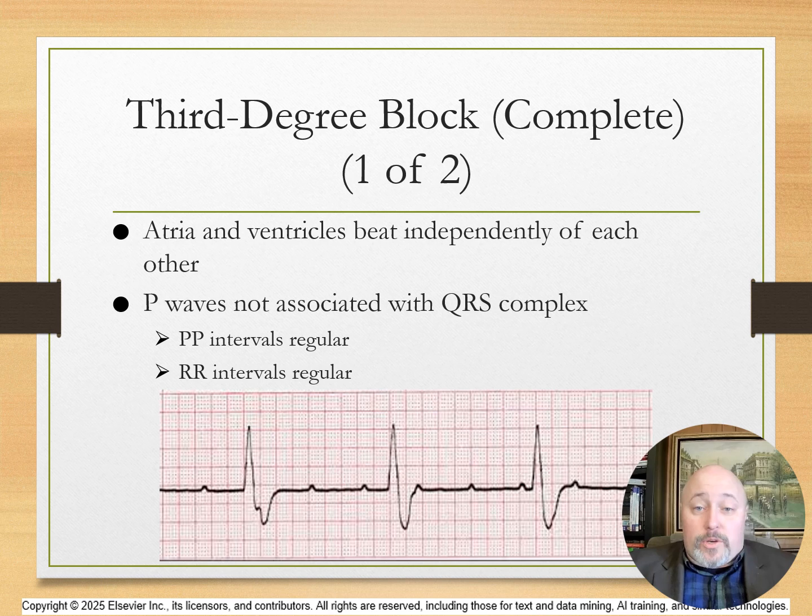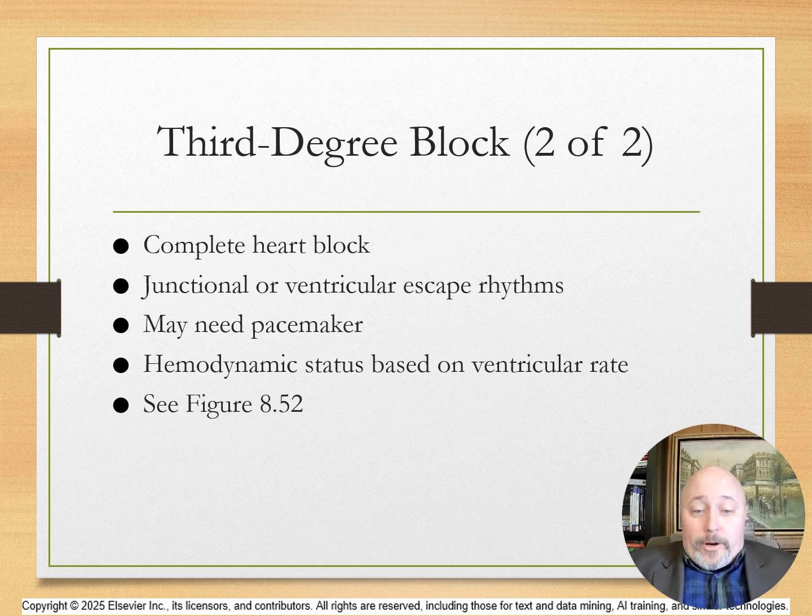Because that AV node is completely blocked, there's no corresponding P wave to QRS. Both are beating independently, which will give you sporadic PR intervals with P waves at a random rhythm, while the QRS is at a different rhythm, completely unrelated. In this complete heart block, the patient may need a pacemaker. We also want to monitor their hemodynamic status closely, depending on how symptomatic the patient is with this rhythm.